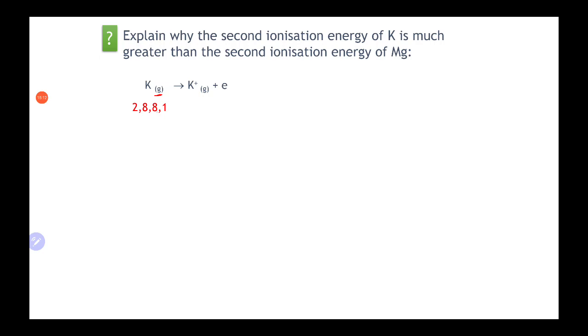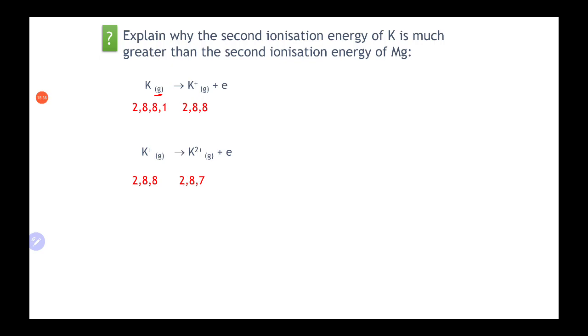So 2,8,8,1, if you're losing an electron, you're obviously going to 2,8,8. And then if you're looking at the second ionisation energy, you're going from your K+ to your K2+, right? Because you've lost that other electron. And again, just write out electron arrangements so you can see what's happening. So the end result will be 2,8,7.